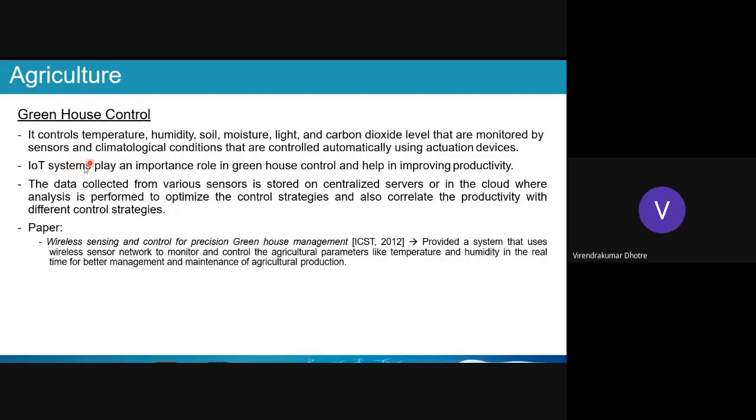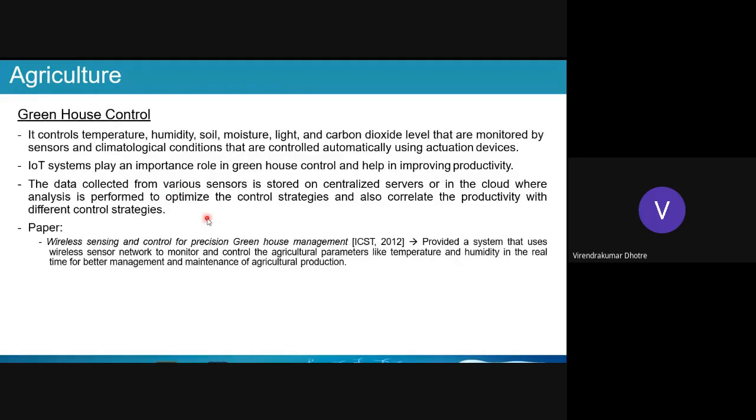Next is greenhouse control. In a greenhouse, we need to control the temperature, humidity, soil moisture, light, and carbon dioxide levels. All these things are monitored using sensors, and we can control them using actuator devices. Actuators are mechanical devices which perform required operations, on or off, and we can control them without touching them. These devices have sensing capability and also mechanical capability. So these are called actuators. We can use these actuation devices.